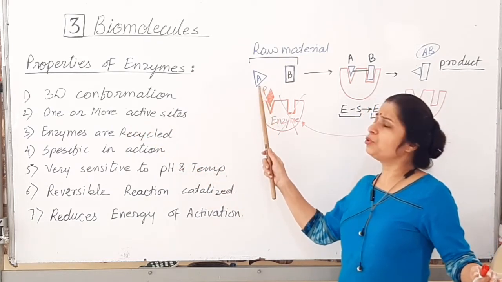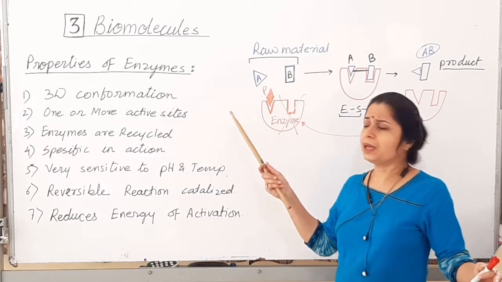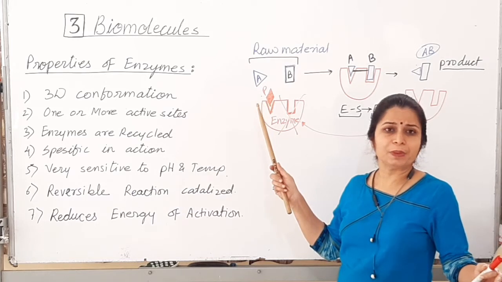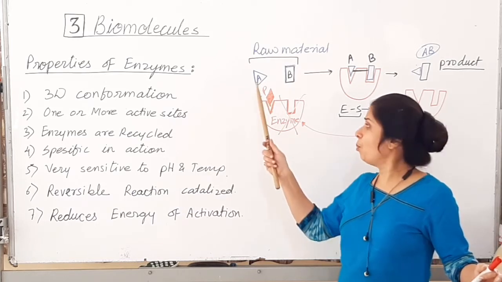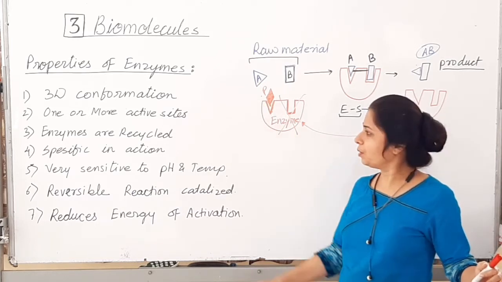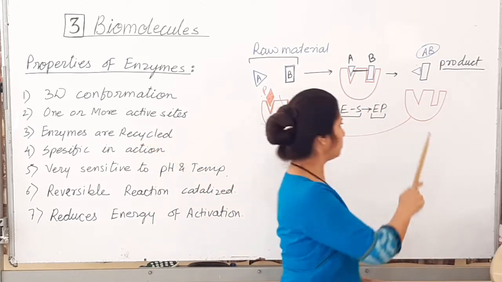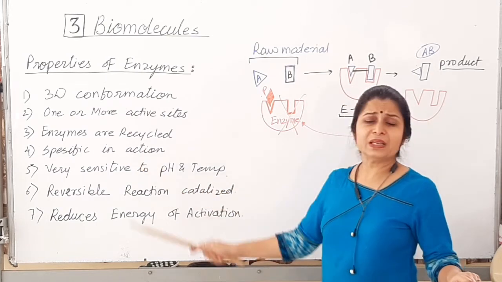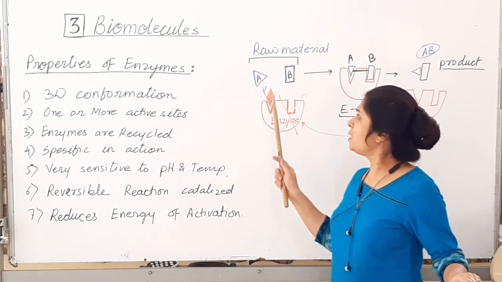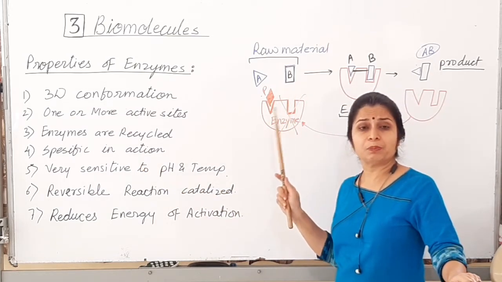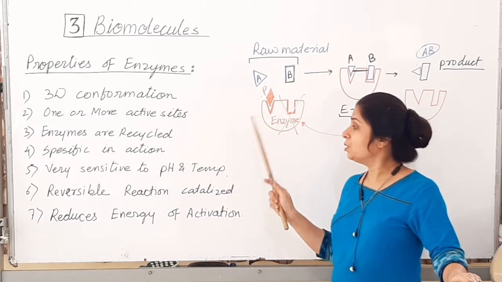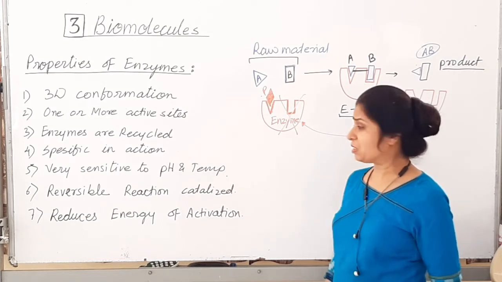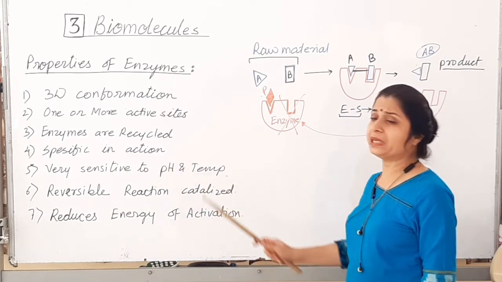One active site is sensitive to one or a few chemicals. A competes with P for this particular site. So there is competition between the two for this site. Then enzymes are recycled. See, at the end of the chemical reaction, enzymes are recycled. Then it is specific in action. This enzyme will react with A and B at a particular temperature, particular pH. So it is action specific. Very sensitive to pH and temperature.